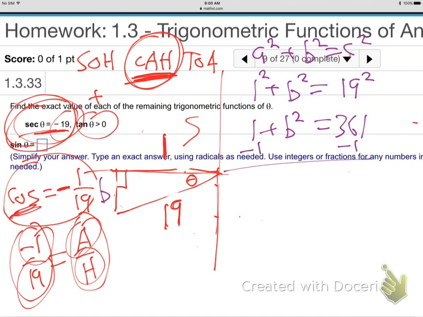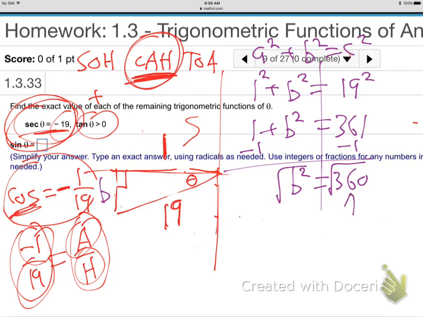Subtract 1 from both sides. B squared is 360, and then square root it, right? Square root it. Is that what it is? Yeah. So, do you know how to? Some of your calculators do it automatically, and that's great. If not, let me help.